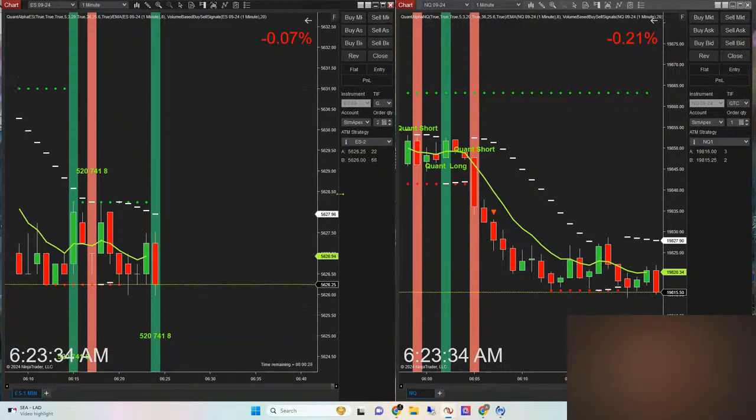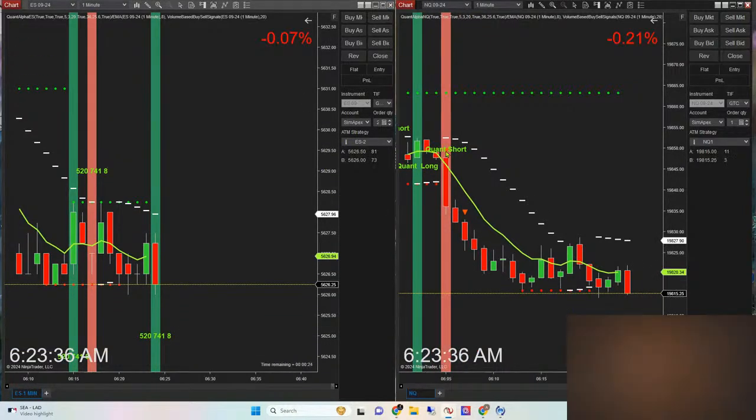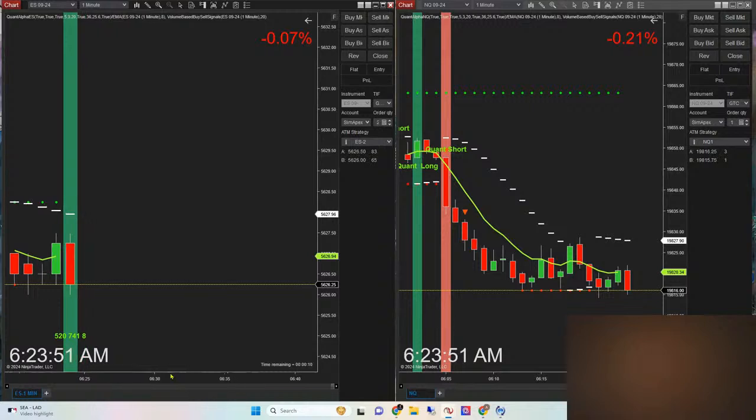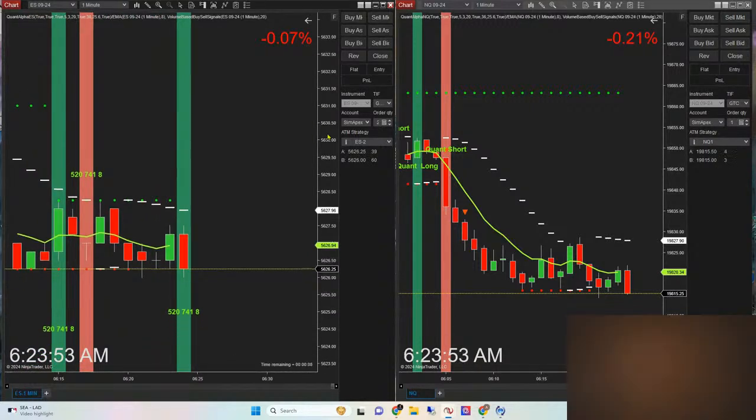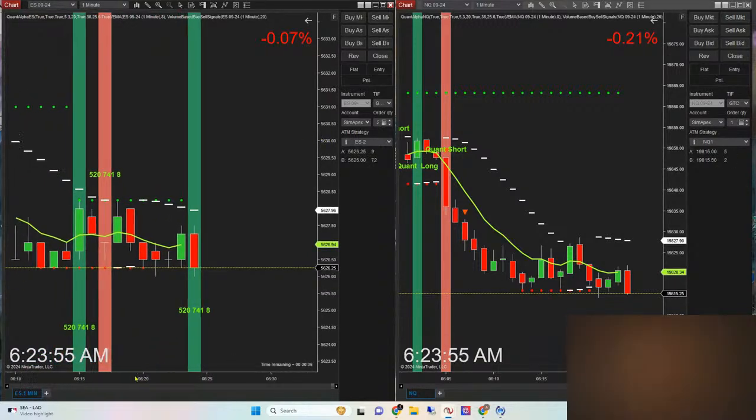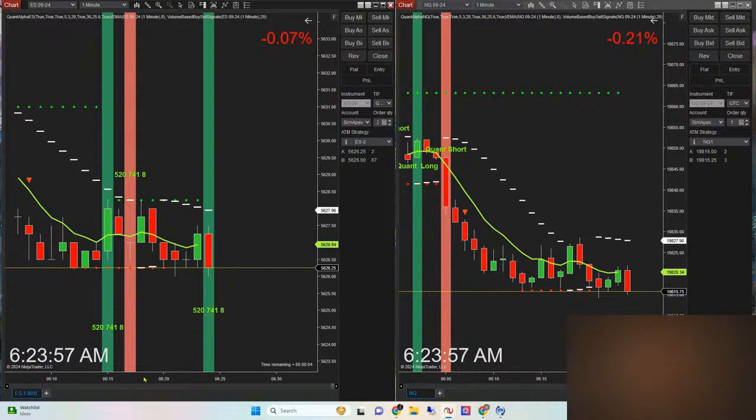We have 7 minutes now. What's the status here? We have a short signal from Quant Alpha System. Now waiting for a fresh signal: one AI long, one signal long, or AI short. For ES, we got a fresh long signal now. So let's see.